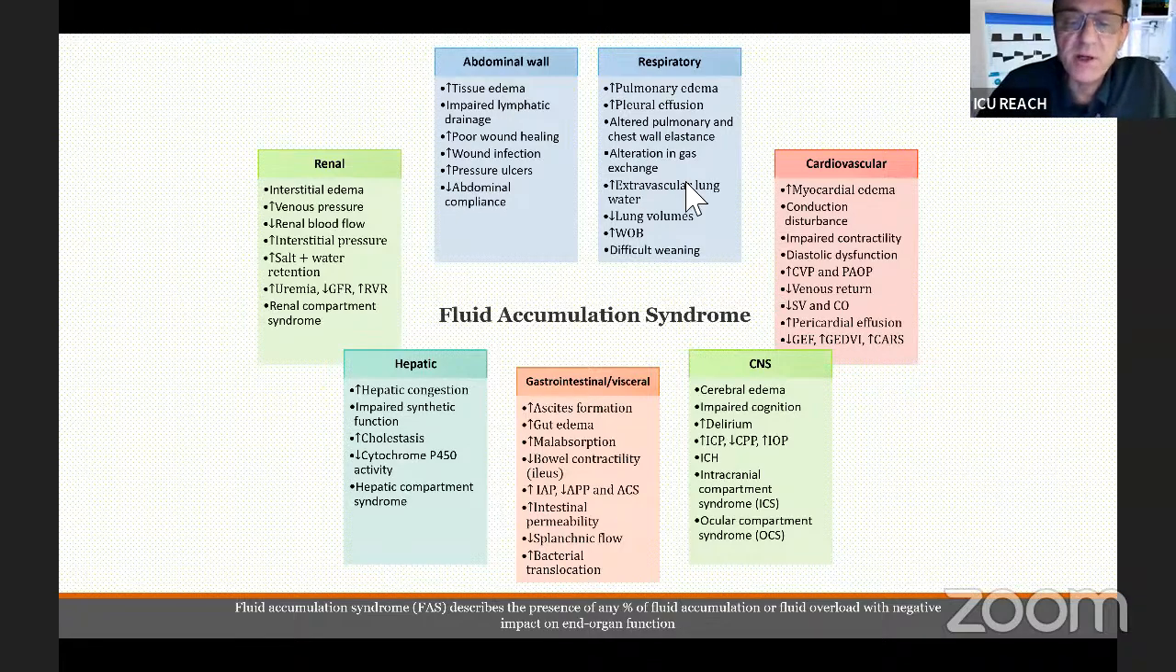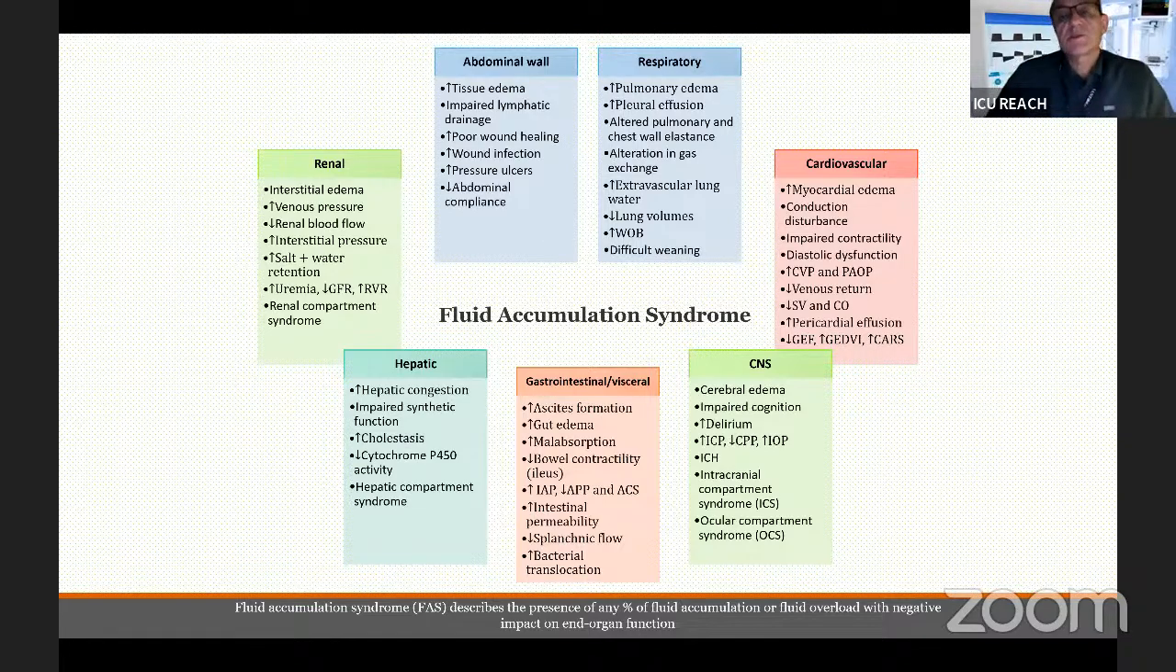We're going to have also dysfunction of different organs in the body. The gastrointestinal with increased ascites, edema, malabsorption, increased intra-abdominal pressure, increased intestinal permeability, and increased bacterial translocation. Cardiac function is going to be impaired because of myocardial edema. Conduction system may be impaired, impaired contractility. Diastolic function is going to be impaired. CVP is going to be increased, and venous return will be decreased. Cardiac output will be decreased.